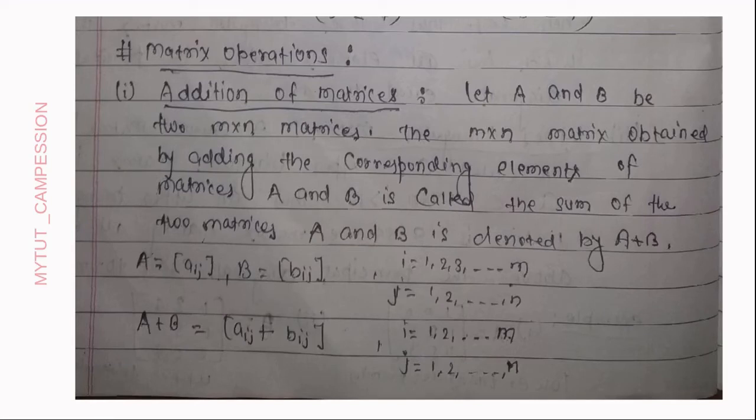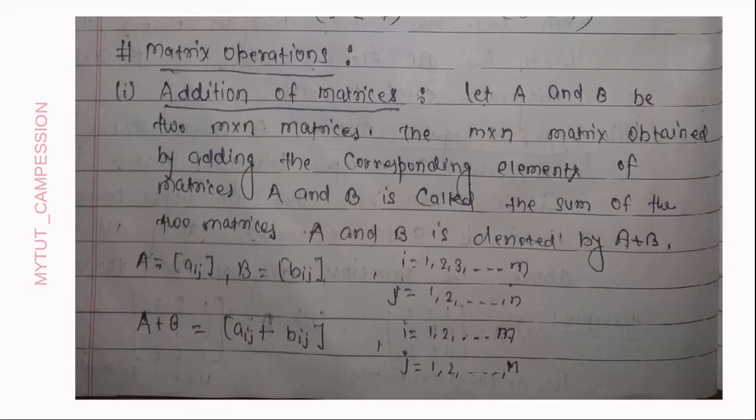First, addition of matrices. When we add two matrices or three matrices, let A and B be two m cross n matrices. Then the m cross n matrix obtained by adding the corresponding elements of matrices A and B is called the sum of the matrices A and B, and is denoted by A plus B.